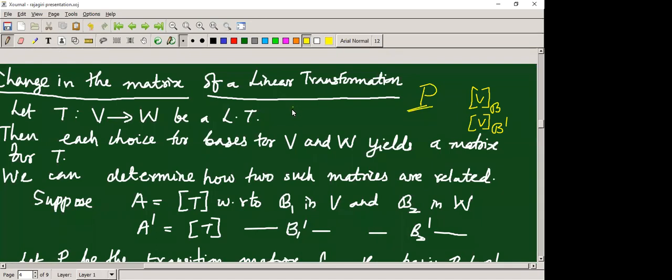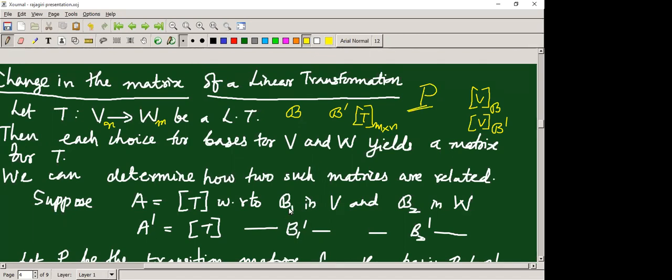Suppose you are taking B and B dash, where B is a basis for V and B dash is a basis for W. Then you will get one matrix. Suppose the dimension of V is n and the dimension of W is m. Corresponding to B and B dash, you will get an m by n matrix.